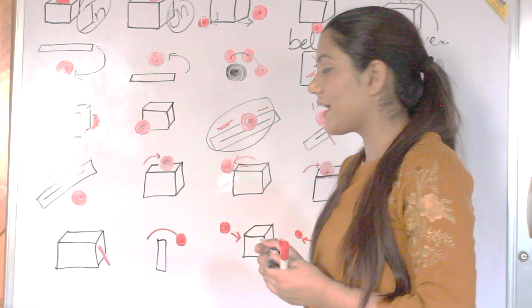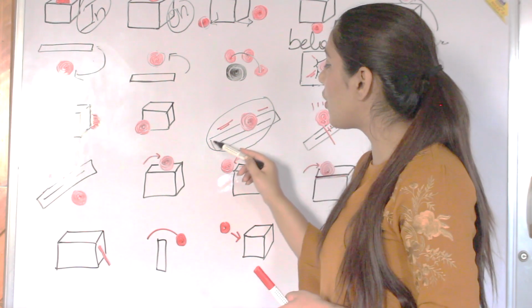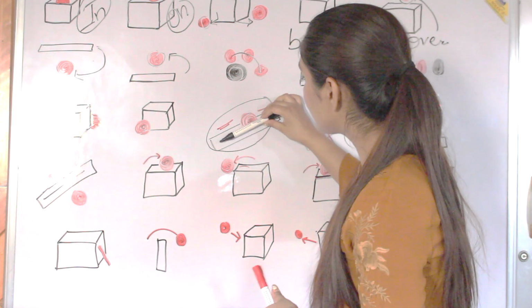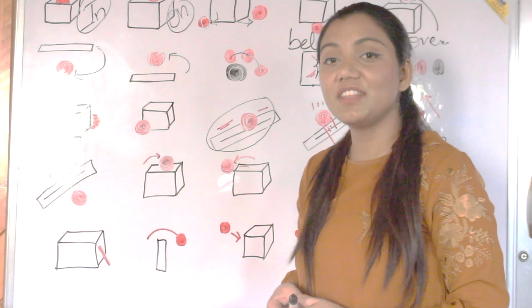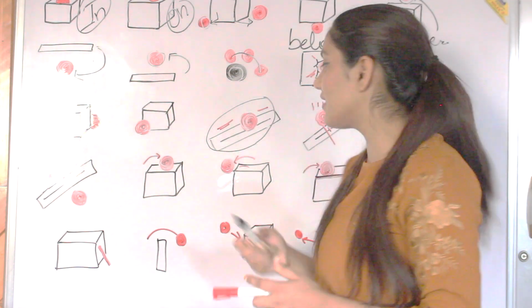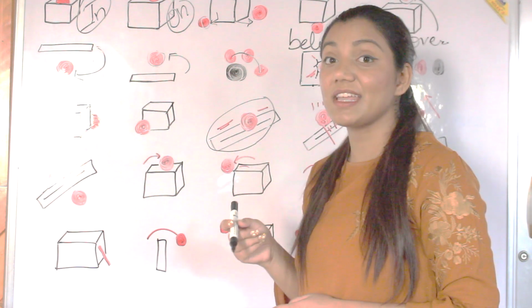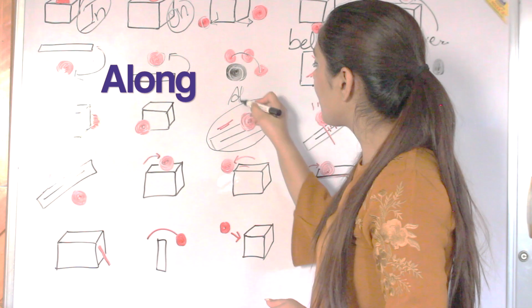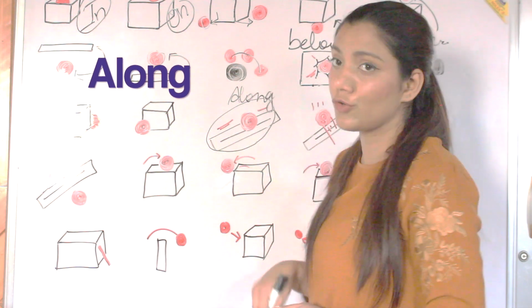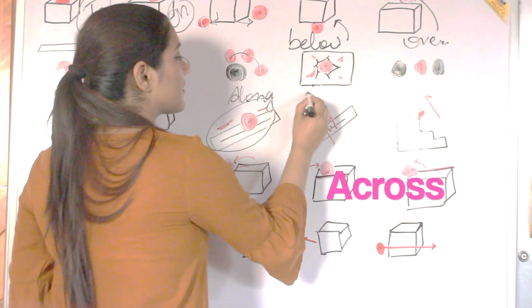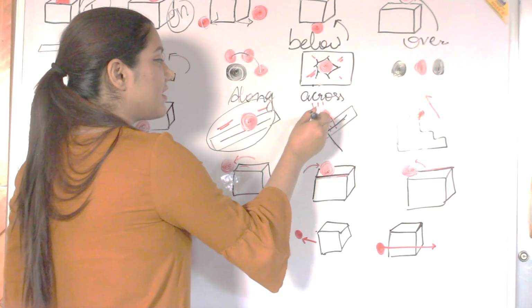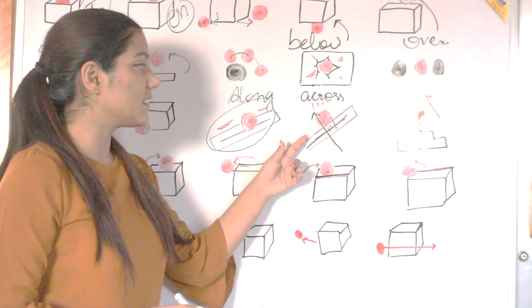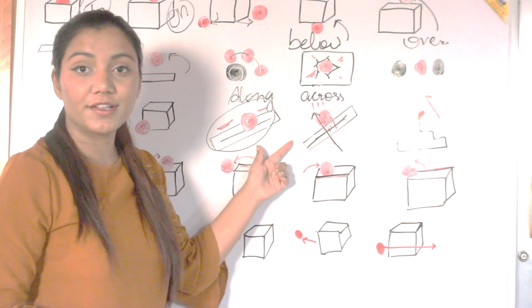What I am trying to show here is a road on which a ball is moving in this direction. This is the road and ball is moving in this direction. Okay? So if the direction of the ball and this road is same, we will say the red ball is moving along the road. But what if the direction is not same? Then we will say across. For example, this is my road and the ball is moving in this direction. Then I would say the red ball is moving across the road.